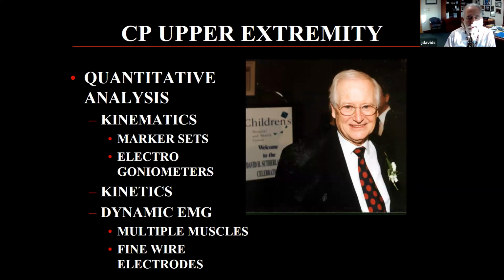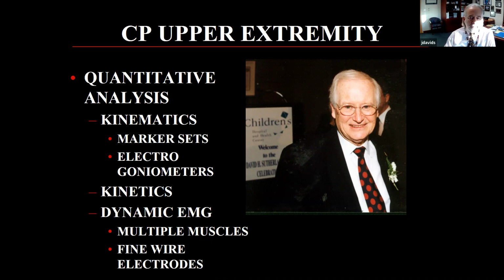This is a picture of my mentor, Dr. David Sutherland. He's remembered primarily for his contributions to gait analysis for children with a variety of diagnoses, including CP. But he also had a big interest in the upper extremity. He tried a lot of different approaches, but was constrained by the technology available to him. He tried to develop a kinematic system using marker sets and electrogoniometers. He dreamed of upper extremity kinetics, but had no way to get it.